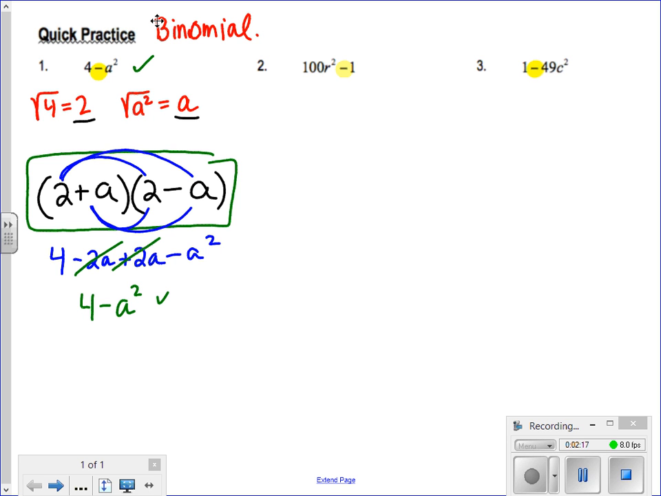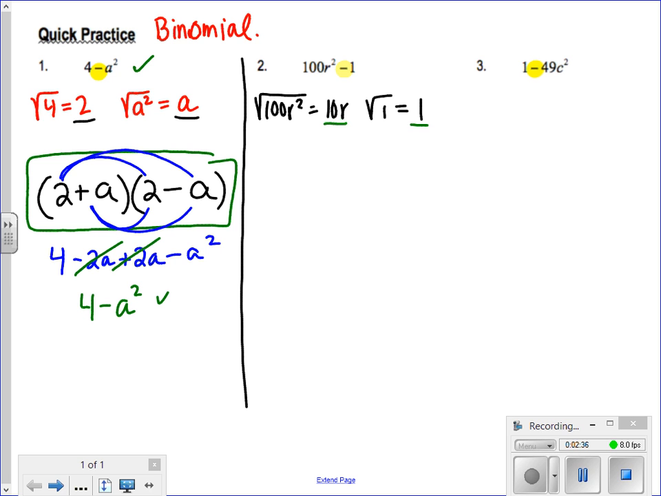All right, let's look at number 2. Again, I have a binomial. I have subtraction. Now I need to see if I can take the square root of 100r squared and the square root of 1. Well, the square root of 100r squared is 10r. The square root of 1 is 1. So I'm going to take that 10r and the 1 and put it into the factoring pattern. So I have two parentheses. A 10r goes in each. A 1 goes in each. And I get a plus and a minus in the middle.